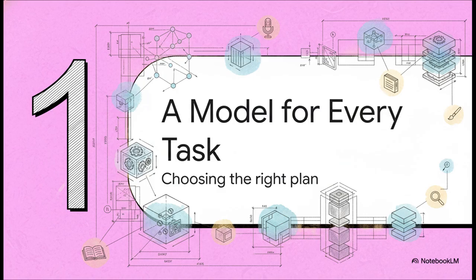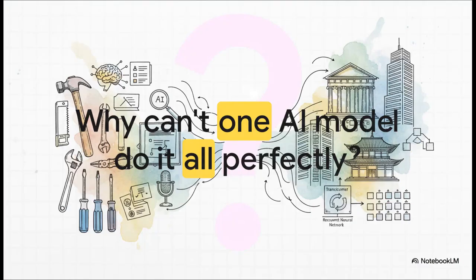So, here's the main idea for today. There's really a model for every task. You can't just pick one off the shelf and expect it to work for everything. Choosing the right architecture, that's your first, and honestly, your most critical step if you want to succeed. So you're probably thinking, wait a minute, these things are so powerful, why can't one AI just do it all perfectly, right? Why do we need all these different types?